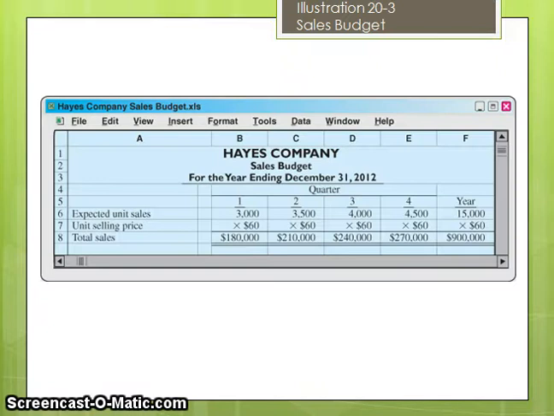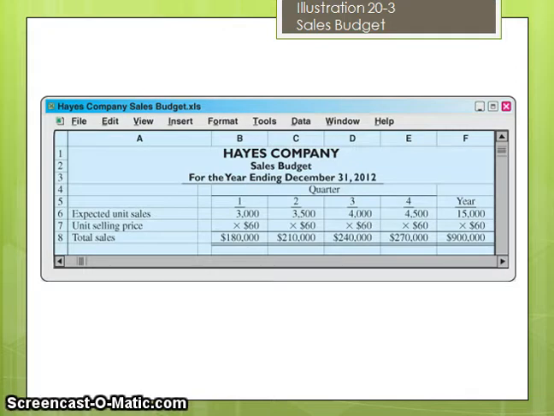This is the first budget. It's part of the operating budget. It's the sales budget. This is where you're going to start all of your budgets off. First thing we have to do is figure out how much you are going to have in expected or budgeted sales figures. So for our company here in this illustration, we're looking at each quarter of the year. So we have a column for each of the quarters, first quarter, second quarter, third quarter, fourth quarter. And then we also have the total for the whole year.